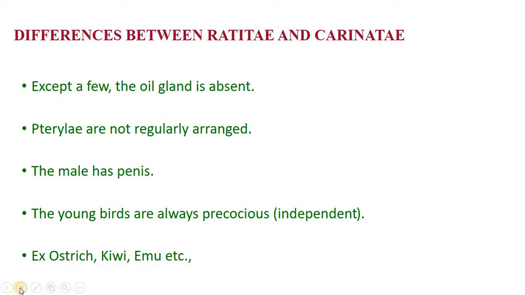Further characteristics of this Ratitae: these birds have long necks and legs. The legs are very long and strongly built, and the main purpose of these legs is to keep on running or walking on the land. So these are some of the characteristics of the Ratitae, or the flightless birds.